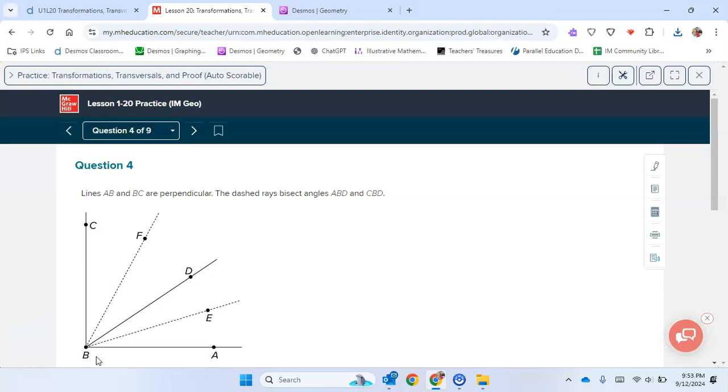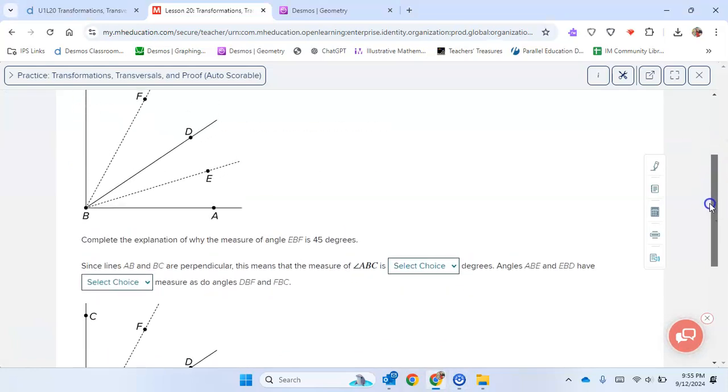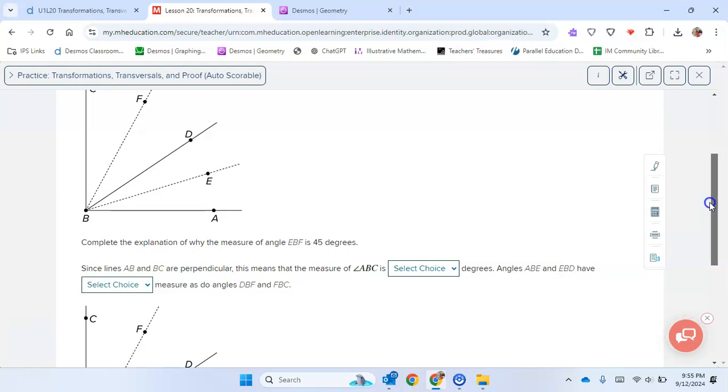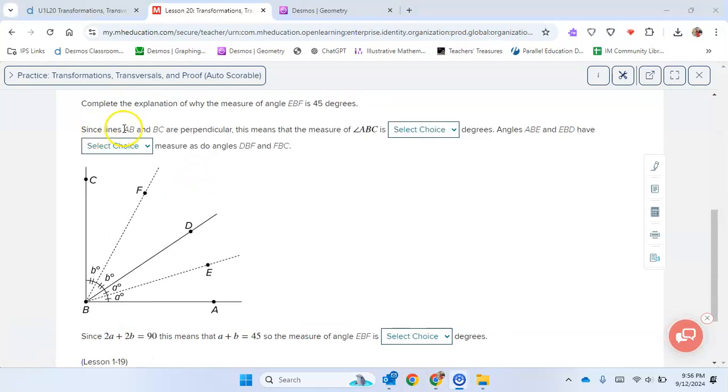Lines AB and BC are perpendicular. The dashed rays bisect ABD and CBD. Complete the explanation of why the measure of angle EBF is 45 degrees. Since lines AB and BC are perpendicular, this means that the measure of angle ABC is 90 degrees.